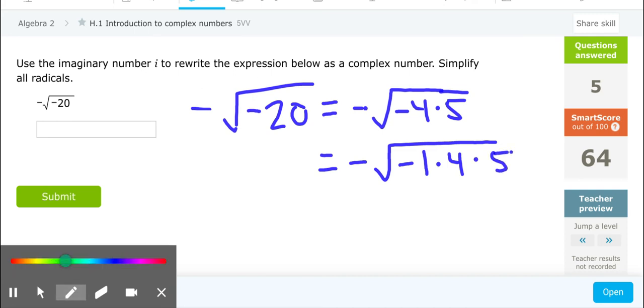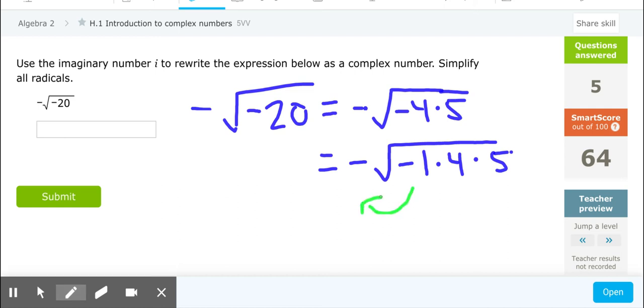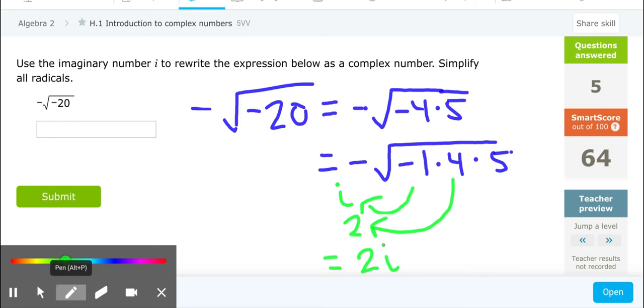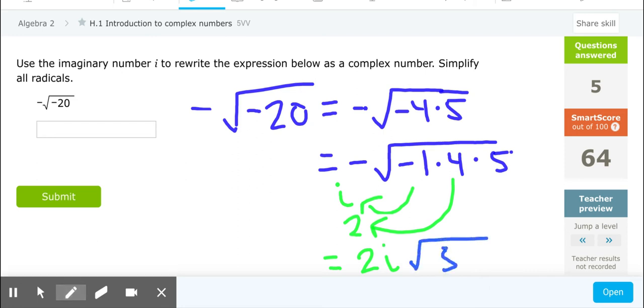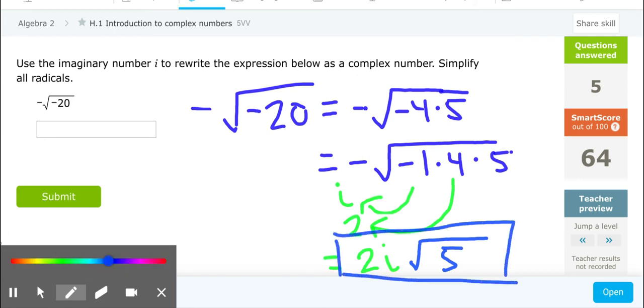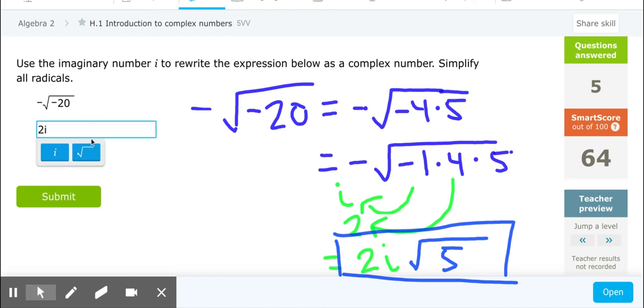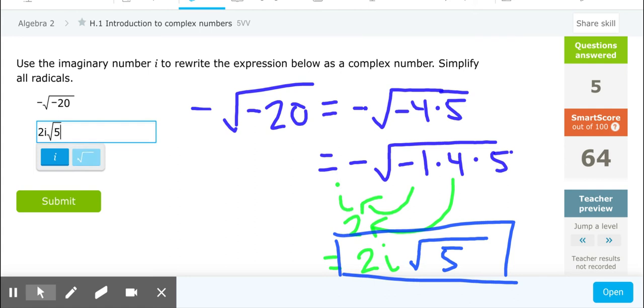Let's use a different color. This negative 1 square root, when it comes out, that's going to become an i. And then when this 4 comes out, that's going to become a 2. So we're going to have 2i comes out. And then left inside, what didn't come out is just the square root of 5, because the square root of 5 is not a whole number. So that is our answer. 2i times the square root of 5.